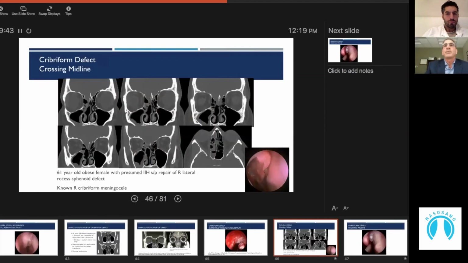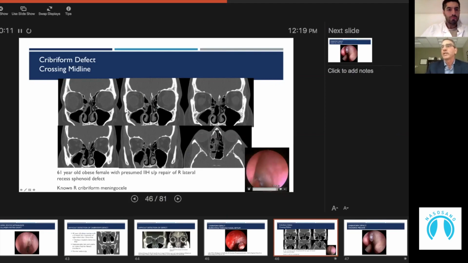It's another example of a cribriform defect here on the right, leaking from the right side. Look at the defect and now look at the left side. The left side also has an opacity, a very low skull base. So I talked to her about just fixing the right side, but with the possibility that we need to fix the left. Here, you look at the video, there's a defect on the right.